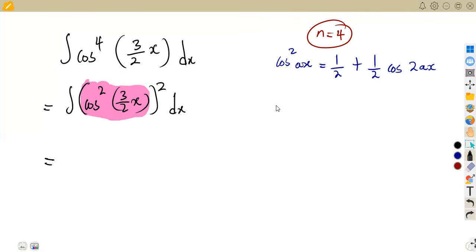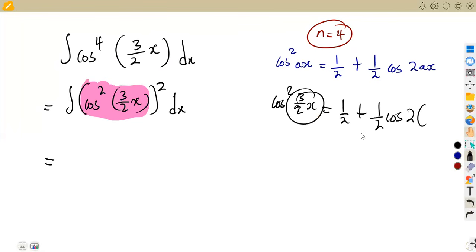So here, cos squared of 3 over 2x is equal to, take note, our A here is 3 over 2. So it's going to be 1 over 2 plus 1 over 2 the cos of 2 times A, which is 3 over 2x. So 2 times 3 over 2 gives us a 3. This and this will cancel, or just use a calculator, you're going to get a 3.